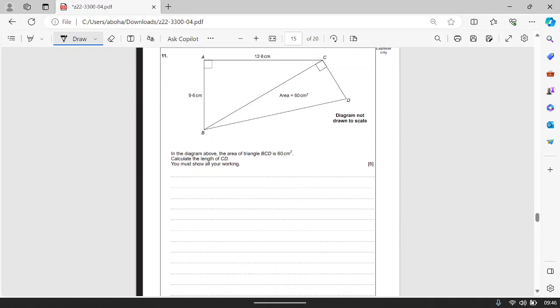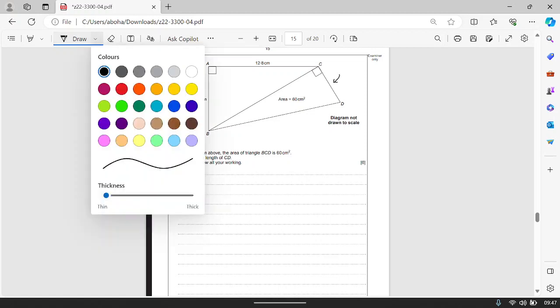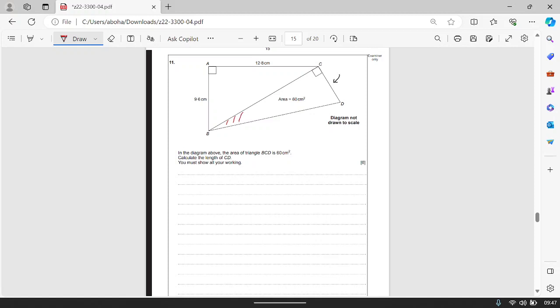And then we have this quite long question on a bit of Pythagoras. So basically what they want us to do is they want us to work out the area of the triangle BCD. So calculate the length of CD. That's what they want us to find. Well, let's start from the beginning then. So they've given us the area of this triangle here. I'm just going to shade this one in.